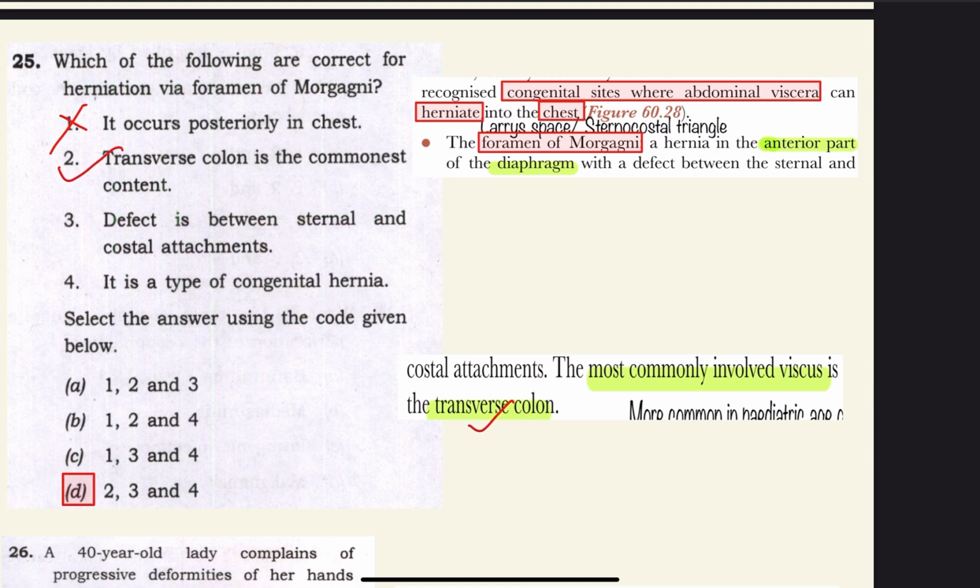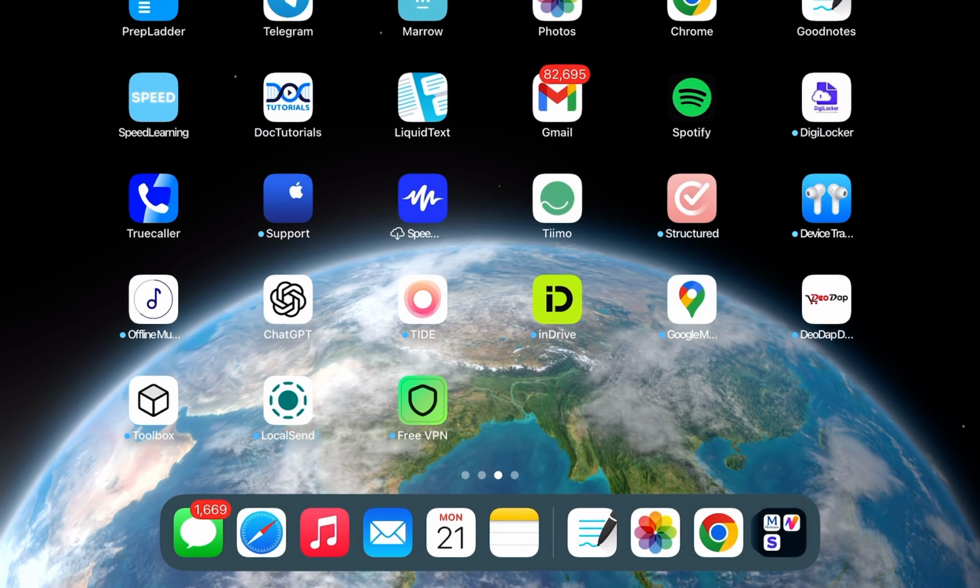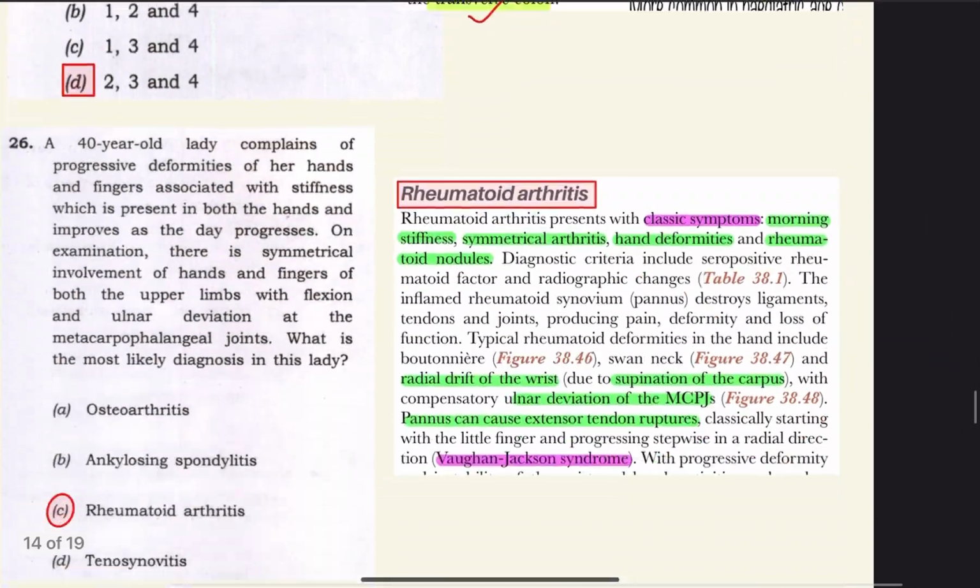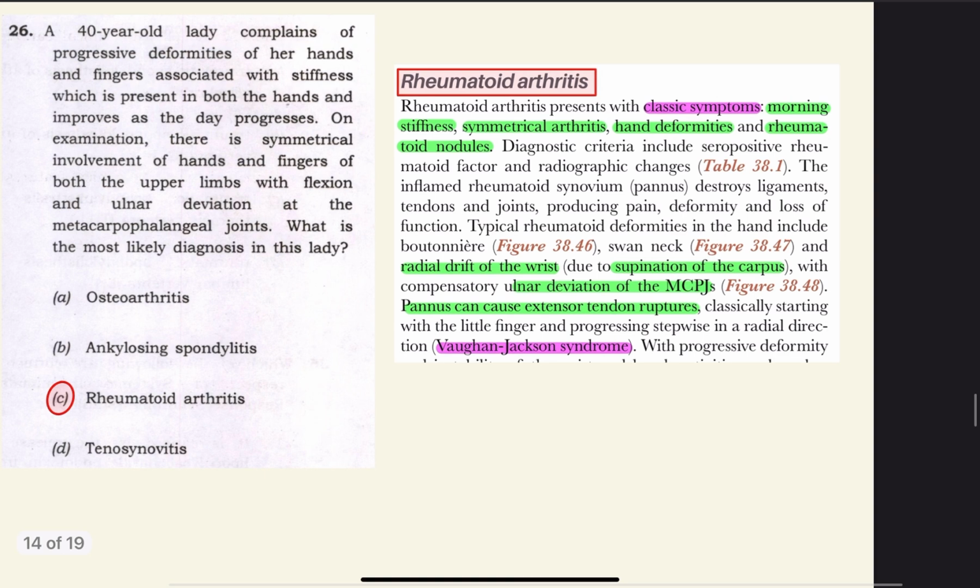Defect between sternum and costal attachment. Yes, the defect is between the sternal and costal attachment, so this is also true. It is a type of congenital hernia. Yes, the congenital sites where abdominal viscera can herniate into the chest are foramen of Morgagni and foramen of Bochdalek, so this is also true. So option D is the correct answer. The next is 26.